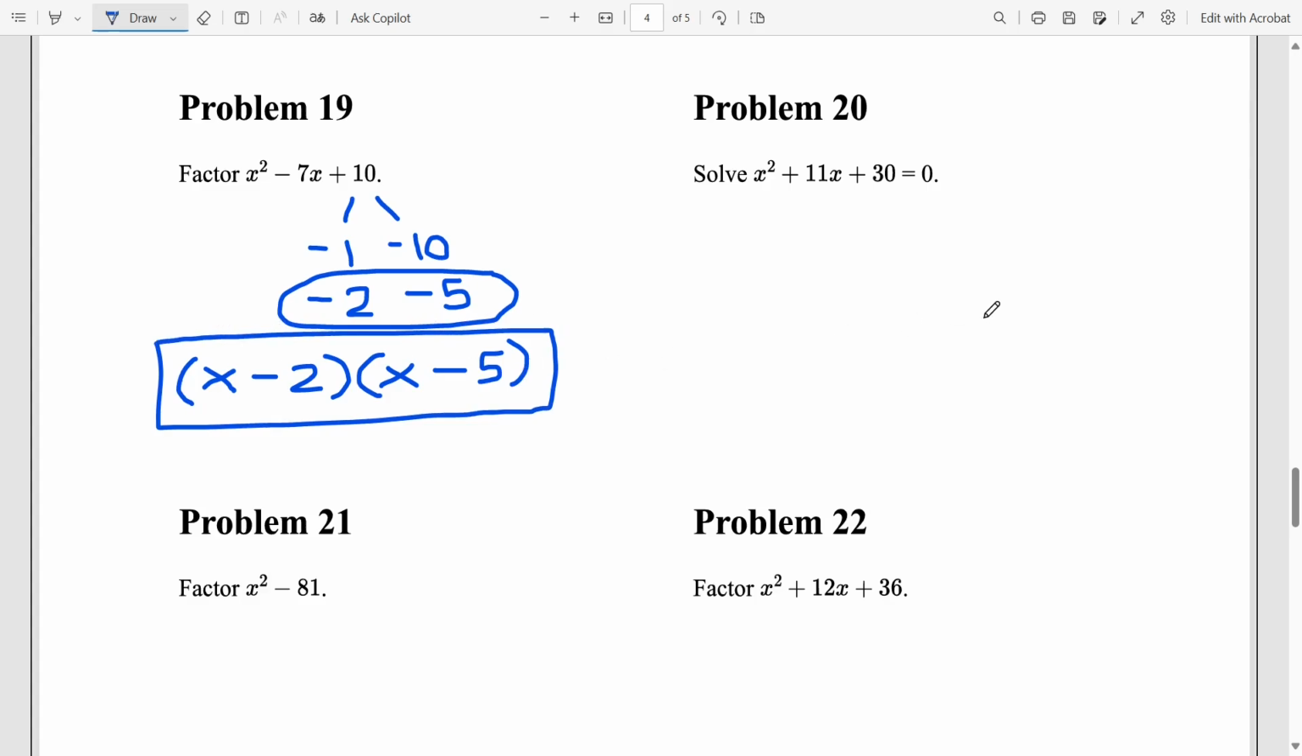All right, next one, we're solving. And we'll solve by factoring. It's solving x squared plus 11x plus 30. So first off, we want to factor it. We have a plus here and a plus here, so I'm going to list the positive factors of 30.